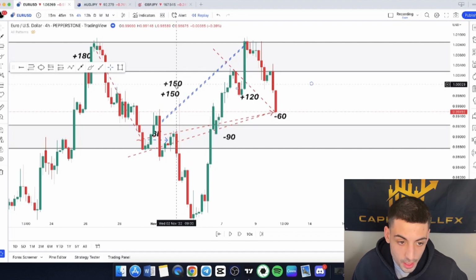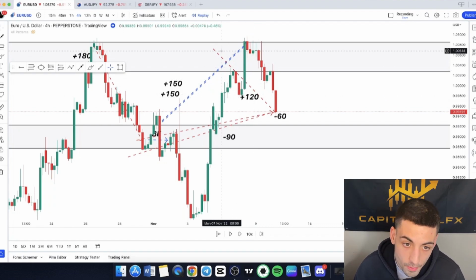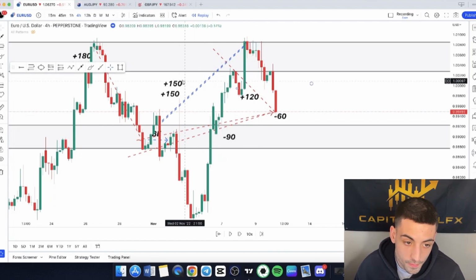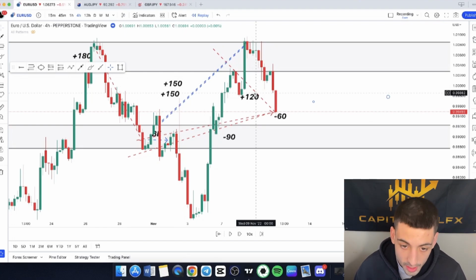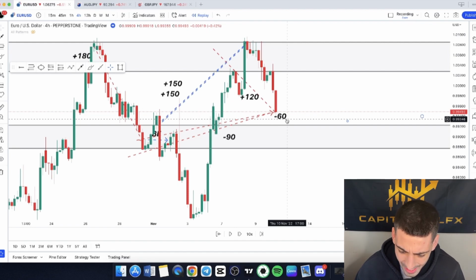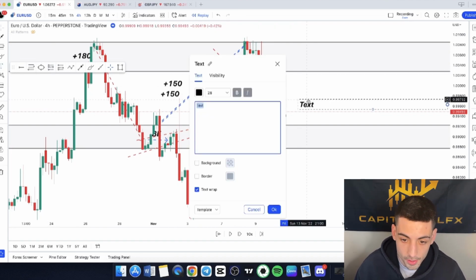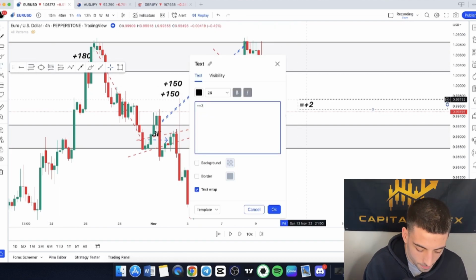We had 150 and 150 from both of these buy hedges. And then we had another plus 120 from this sell order. So 150, 150, that's 300. Then plus 120, that's 420. And then we had minus 60, which again, I'm just trying to do all mental math here. So we had 420 minus 60. That is 360, I believe. I'm not the greatest at math, but I believe that's 360. And then 360 minus 90, which I believe is 270. So 270 would be the net profit off of this whole entire situation.